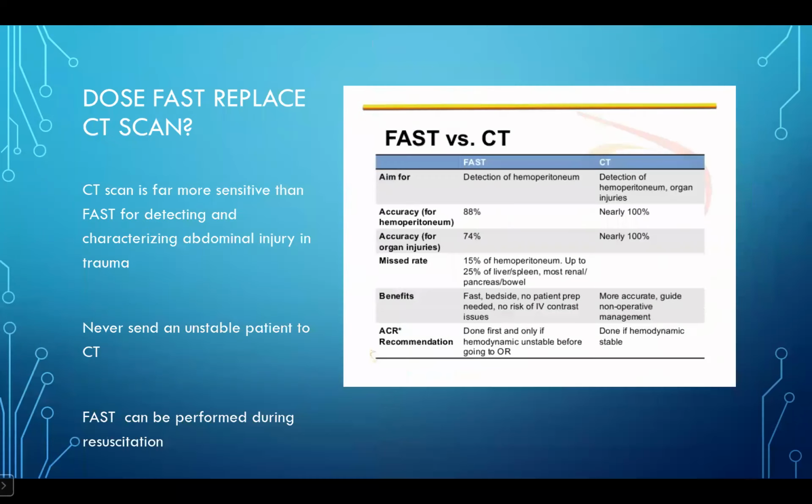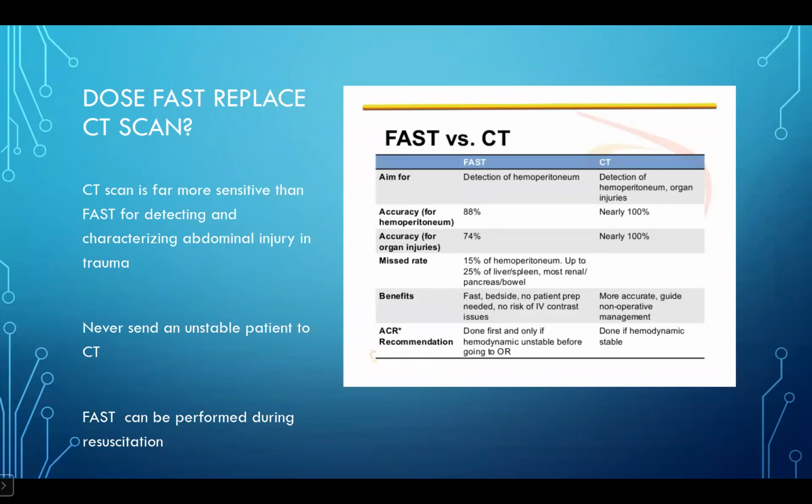Now the question is, does the FAST scan replace the CT scan? The CT scan is far more sensitive than the FAST for detection and characterization of abdominal injury in trauma, but it is very important to never send an unstable patient to CT scan. As we know, the FAST scan is rapid, time-saving, and can be performed in a traumatic patient and during resuscitation. All these factors cannot be achieved with CT.